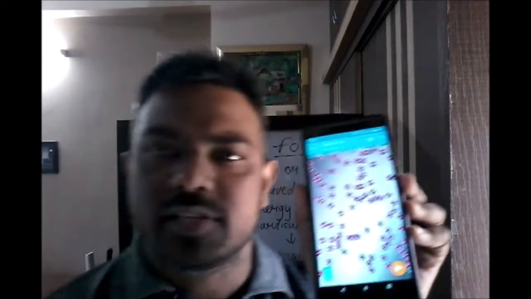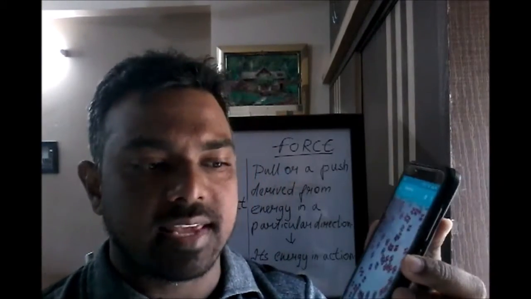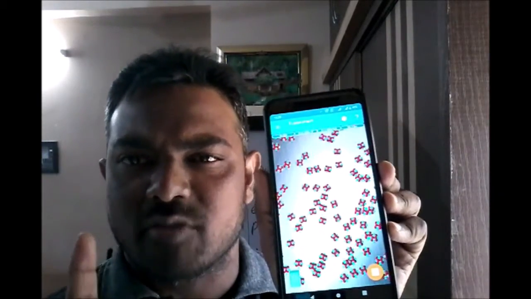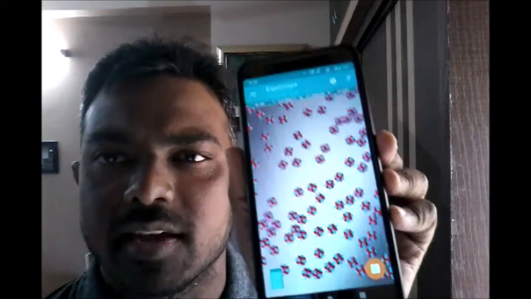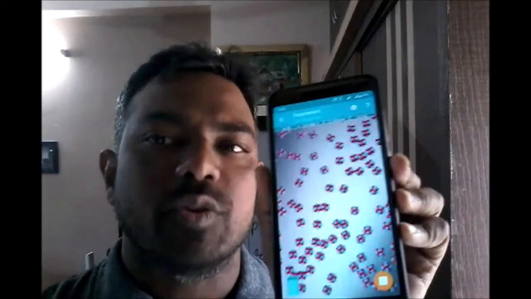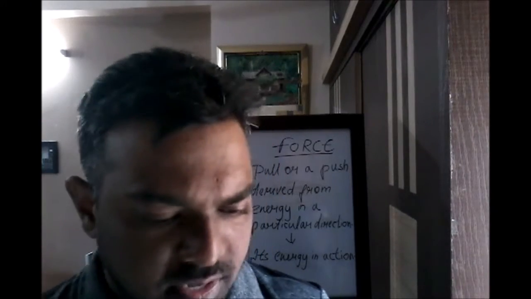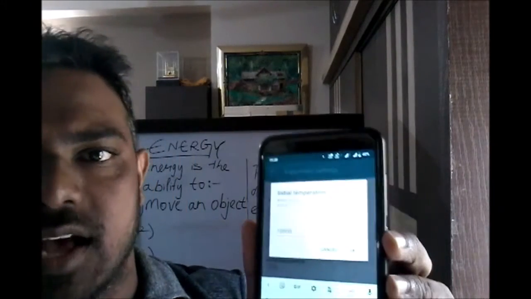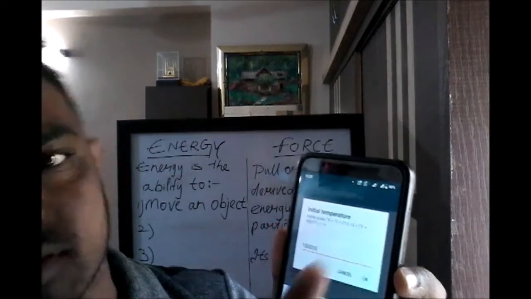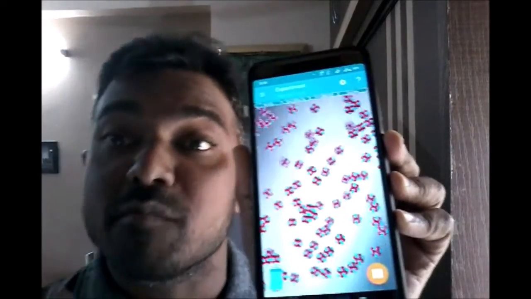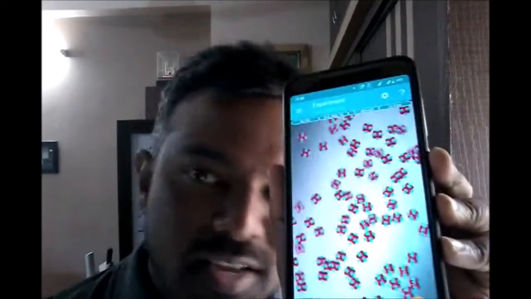I have an app which tells the movement of molecules inside a gas. So these are the gas molecules moving at about 10,000 kelvins. This is how they're moving. Now watch what happens when I increase the temperature. I'm just going to add another 0, make 10,000 to 100,000 Kelvin. Now see what happens. Now they're moving much faster. The higher the temperature, the greater will be the movement. So this is the effect of temperature.